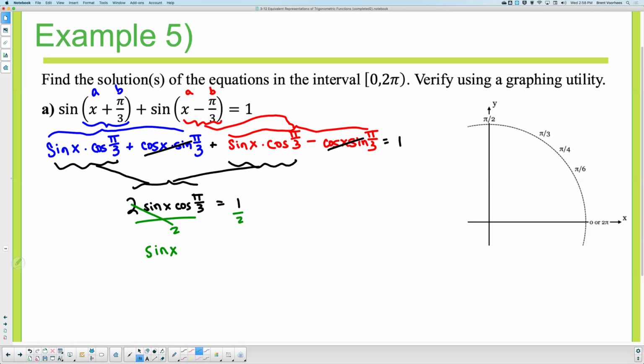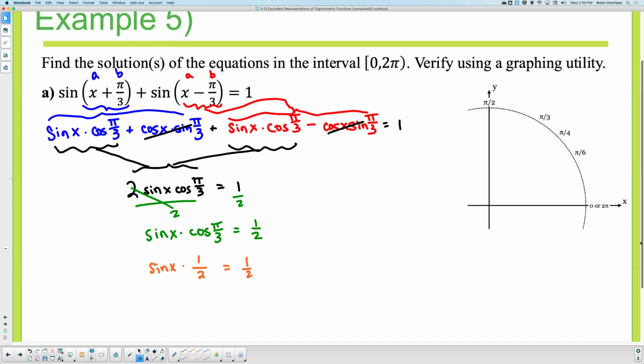And now I have sine x times the cosine of pi over 3 equals 1/2. Now what I'll do next is evaluate cosine pi over 3. So I'm looking at the pi side of my hand. Pi over 3 is my pointer finger. I flip my hand over and I get 1/2 there for cosine. So now I have sine x times 1/2 equals 1/2.